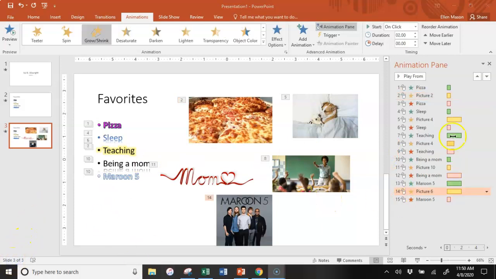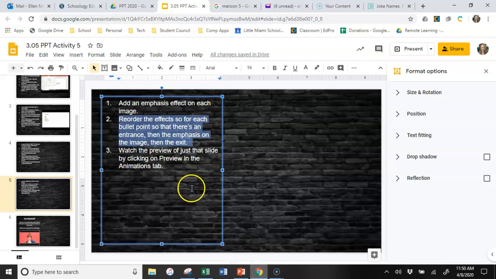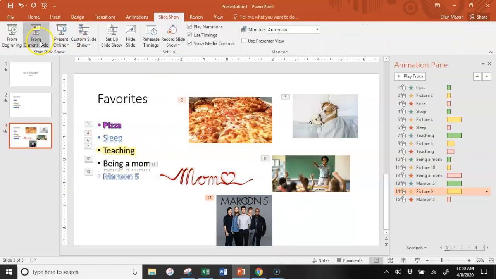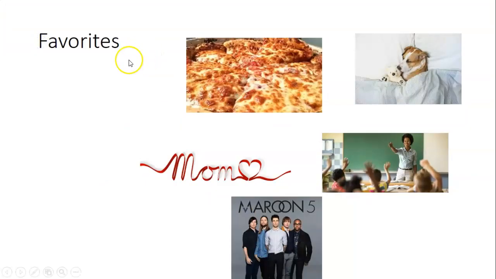All right, and when you're done, this is kind of what your animation pane should look like. Green, yellow, red, green, yellow, red, green, yellow, red, like a stoplight. All right, now our last step here says watch the preview of just that slide, and you should be getting used to this by now. We're going to go to slideshow, play from current slide, and make sure that this all goes as planned.